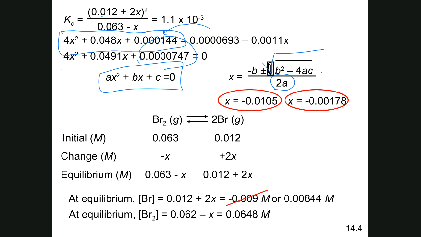When you have the value for x, that would be the last step. You have the value for x, you are going to find the concentration at equilibrium using the values for x. So concentration of the Br is going to be 0.012 plus 2 times this x value, and then concentration for the Br2 is going to be 0.062 minus the value for x. So this should be 0.063 minus the x value gives you the final answer.